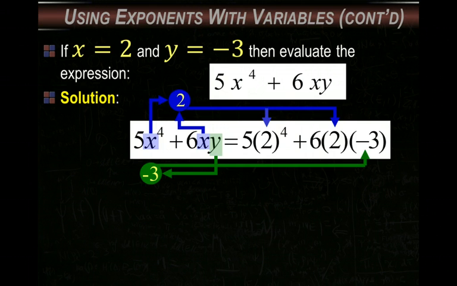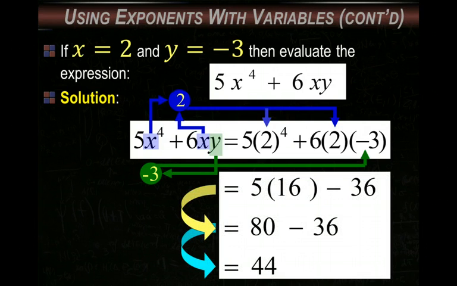Now, if I look at just this side, I can calculate that. Okay? I can calculate what 2 to the power of 4 is. I can calculate what 6 times 2 times minus 3 is. I can put that in my calculator, or I can do it by hand. And then once I have a number here and I have a number here, I can add the 2 together. But you've got to be kind of careful. It's a lot of math going on there. But there I can get it. 2 to the power of 4 is 16. 6 times 2 times negative 3 is negative 36. 5 times 16 is 80. 80 minus 36 is 44. Okay? So you've got to kind of slowly break that all down.